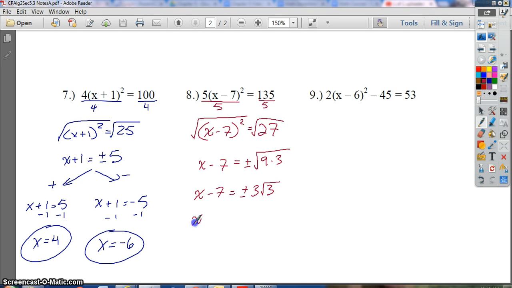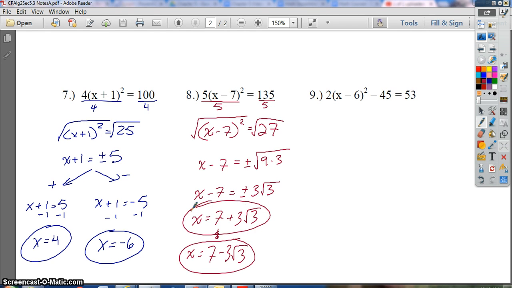And I'm going to add 7 over. So my one answer is going to be 7 plus 3 square root of 3. And my other one's going to be 7 minus 3 square root of 3. So it's both of those. Okay? 7 plus 3 root 3, and 7 minus 3 root 3. Right? And here we go.